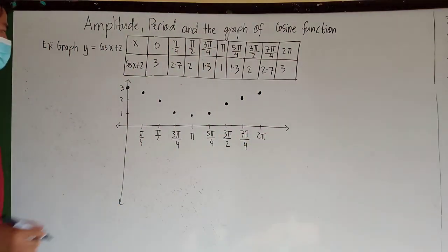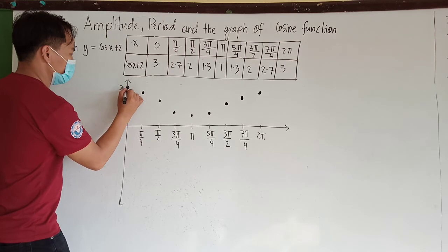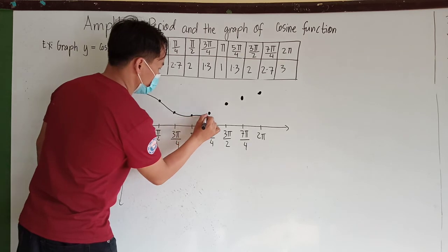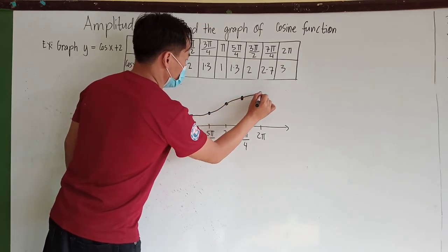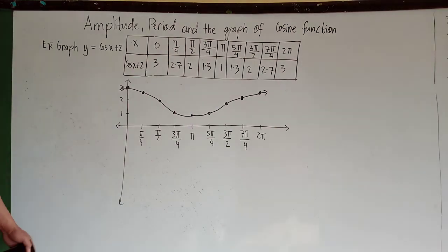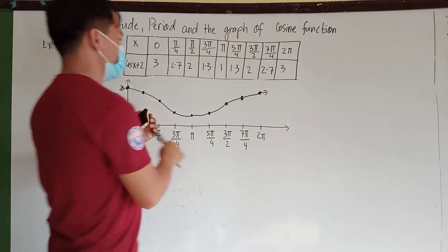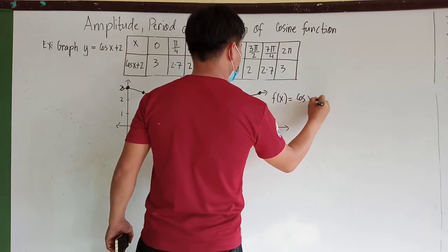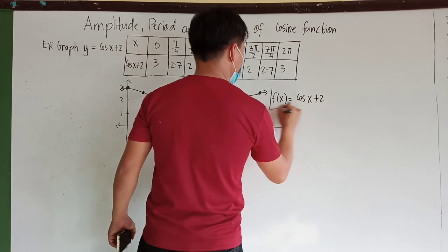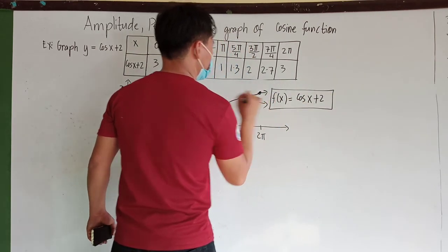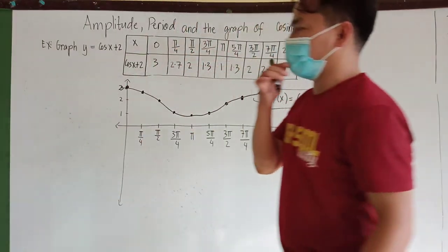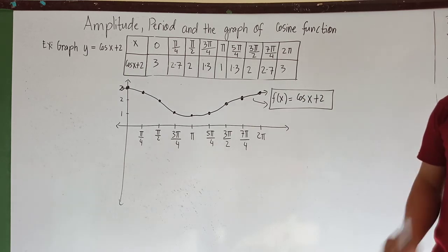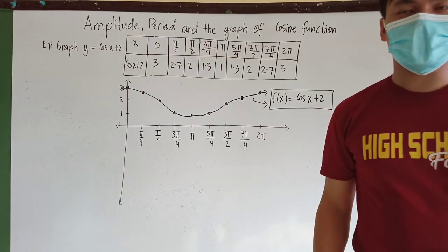After that, we will have to connect these points. So this now looks like the graph of the function f of x is equal to cos of x plus 2. So I hope that this video will help you particularly in identifying the amplitude, period, as well as the graph of any function, particularly in trigonometry.